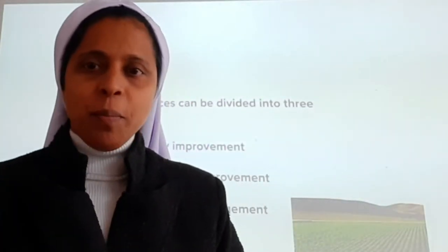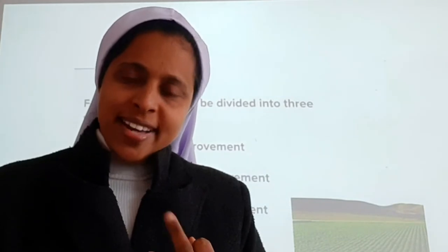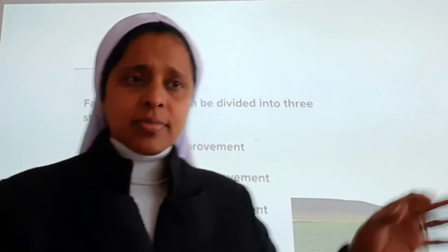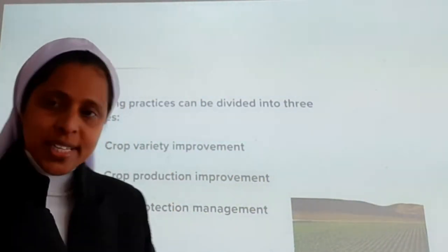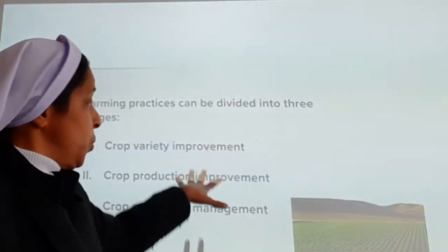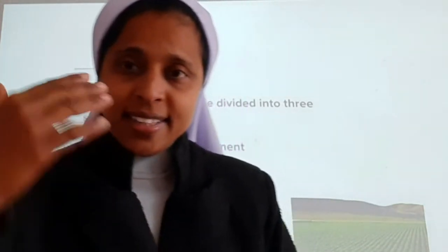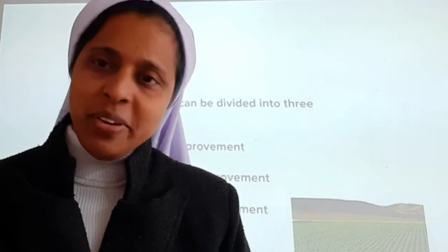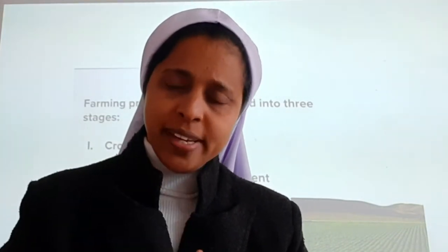So hope you might have understood the differences between mixed cropping, intercropping and crop rotation. So now, last, we have crop protection management. If we are doing the first two properly, and the third one we are not doing, then we will not be getting a proper crop. So crop protection is also very important. So what must we do? What to protect in the crop?